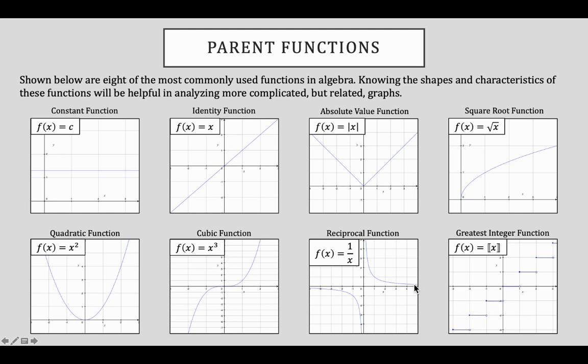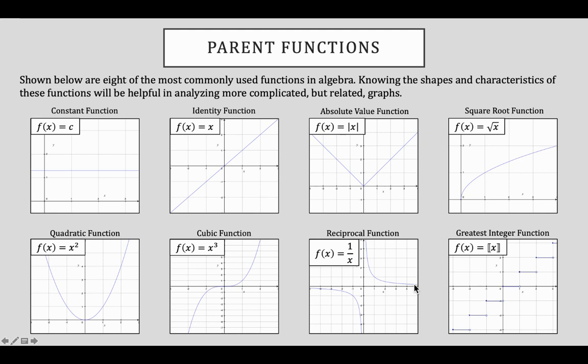We will be shifting them up, down, left, and right. We'll be reflecting them over the x-axis and over the y-axis. So it's important that you begin now to just get an idea of what these functions look like, okay? So we have f of x is equal to c. That's our constant function. That's just a horizontal line.